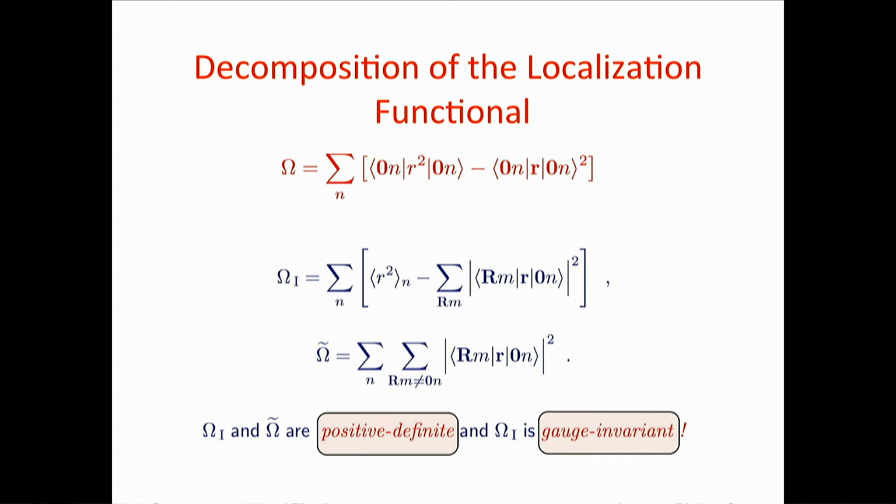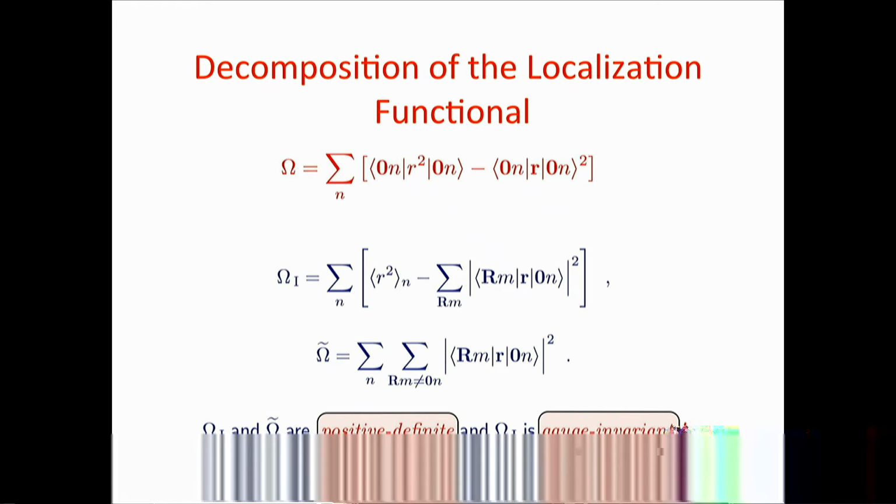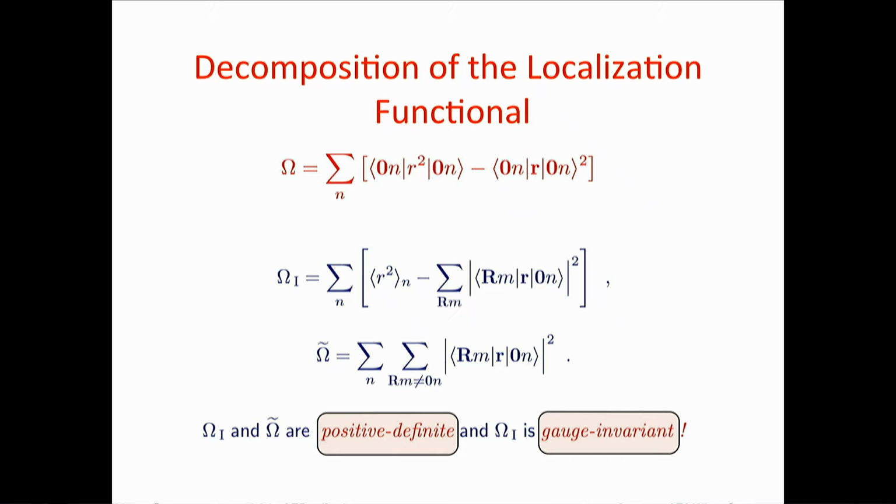And moreover, one can show that this part, omega I, is gauge invariant. Gauge invariant, just because maybe I didn't explain it before, means that when you change this U matrix, you change what is called the gauge, you do these rotations of the basis set, this quantity will not change, okay? So if you do the minimization and change U, only omega tilde will change, and these two quantities are positive.